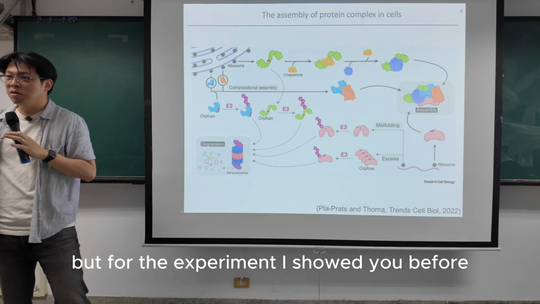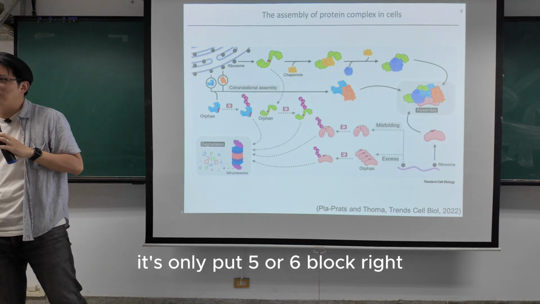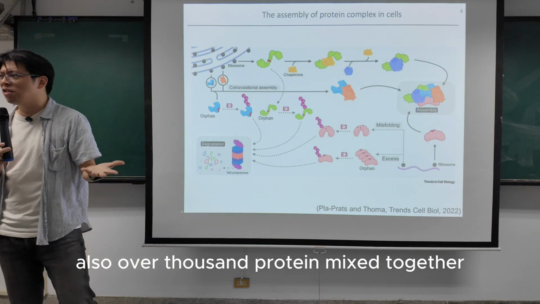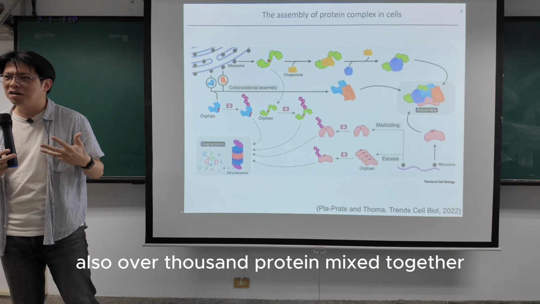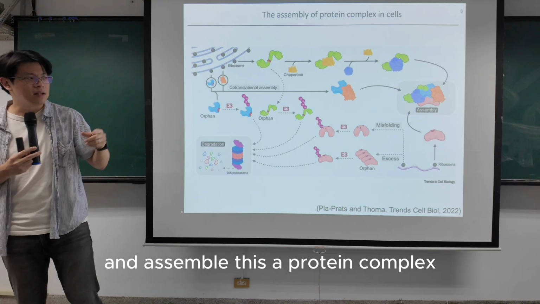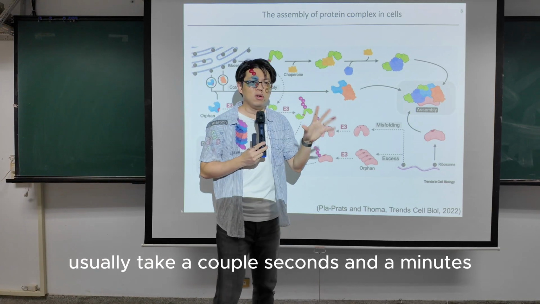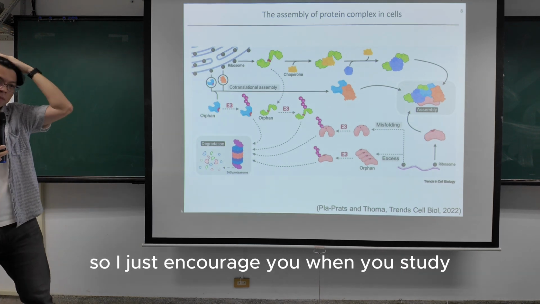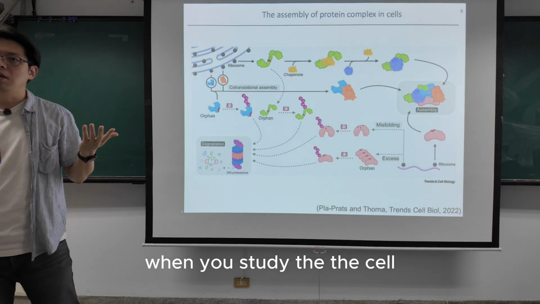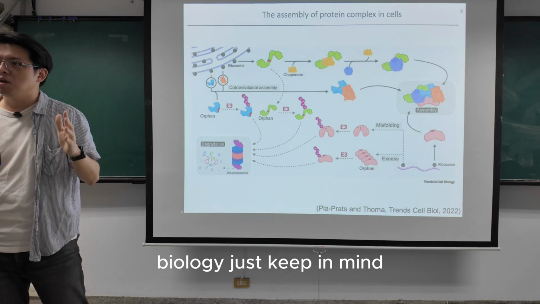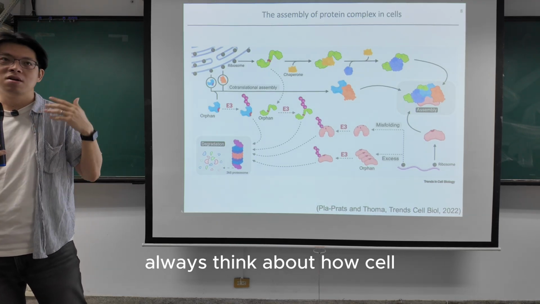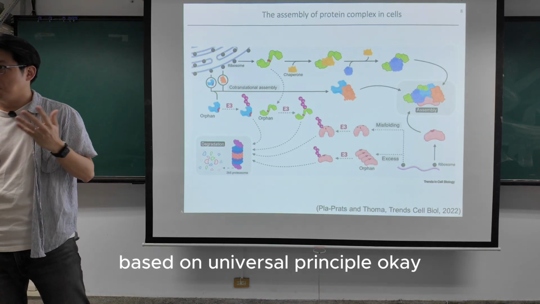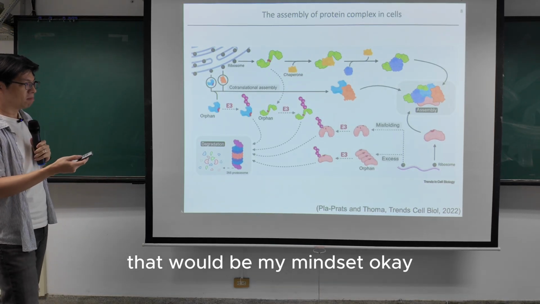But for the experiment I showed you before, it only put 5 or 6 blocks, right? But inside the cell, in the cytosol, over 1,000 proteins are mixed together and keep doing this, okay? And assembling this protein complex usually takes a couple of seconds to minutes. That's amazing. Okay, so I just encourage you, when you start cell biology, just keep in mind, always think about how a cell conducts such different activities based on universal principles. Okay, that would be my mindset.